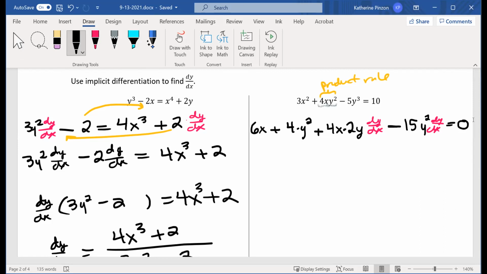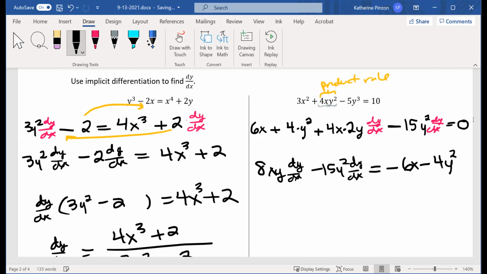Okay, step number 2 says put all the dy dx's on the left and all the other stuff on the right. So this 6x has to move to the right, and this 4y squared has to move to the right, but these guys already have dy dx and they're already on the left, so they're just going to stay right there. So I'm going to keep the 4x times 2y, 8xy, dy dx, minus 15y squared, dy dx, equals, when I move the 6x and the 4y squared to the right, what do they become? Negative 6x, good. Negative 4y squared.